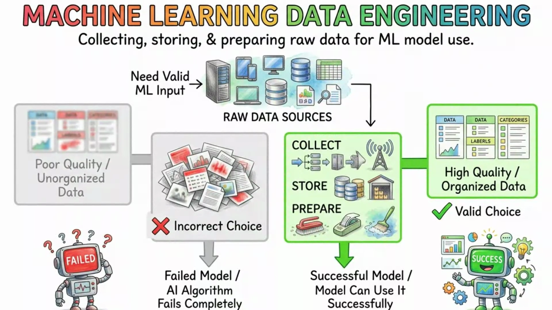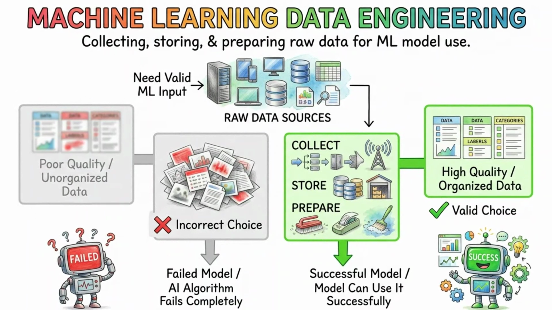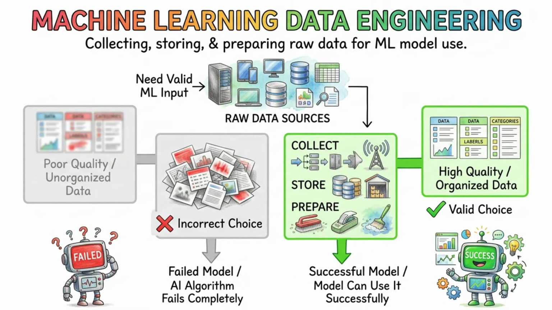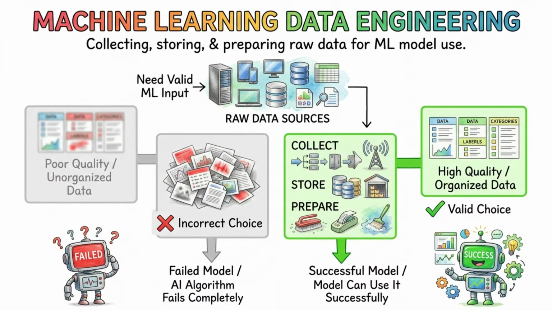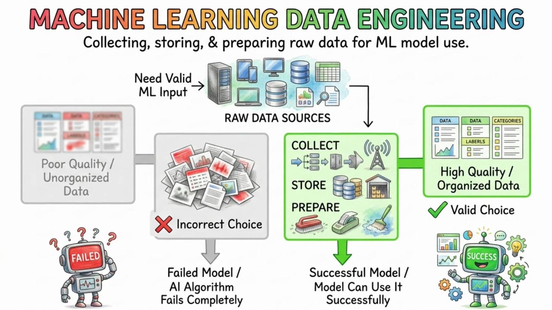Imagine spending months building an advanced machine learning model, only to watch it fail because of one hidden problem. It wasn't the algorithm, it wasn't the code, it was the data. This single mistake causes countless AWS machine learning specialty exam questions to trip up candidates, and it costs real companies millions of dollars in wasted time and poor decisions.